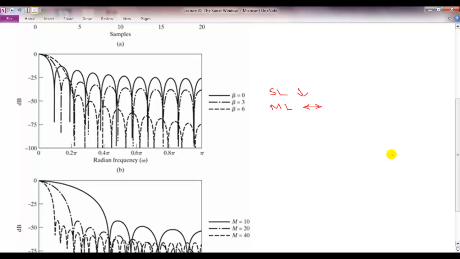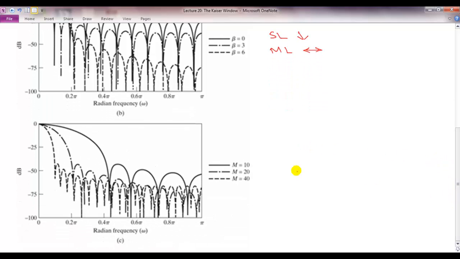Once you fix your beta, you can simply say, I want to increase my length. Now beta is fixed, you just increase your length, and the only effect that length is going to have is that it's going to bring this main lobe closer to 0. It's going to reduce the size of your main lobe, but the height of the peak side lobe, here, here, and here, is going to be exactly the same. As you increase the length of your window, it's not going to change your side lobe height.